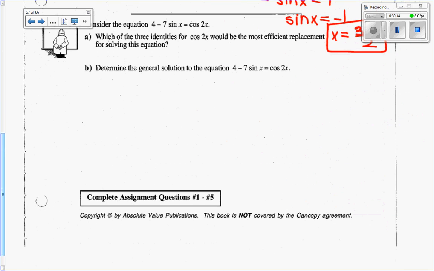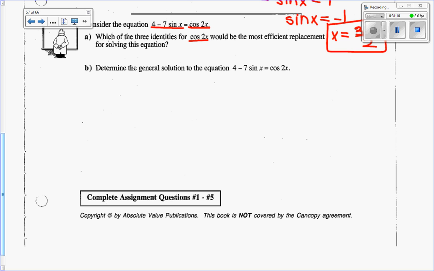So this says consider the equation 4 minus 7 sine x equals cos 2x. It asks which of the three identities for cos 2x would be the most efficient replacement for solving this equation. This is kind of like the question we had a minute ago, where we looked up at the top of our page and saw that there are identities for cos 2x, but there are three of them. How do you know which one to use? Well, you use the one that would make the most sense in the situation.